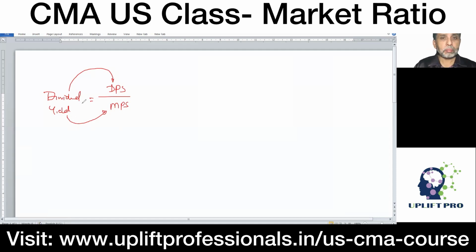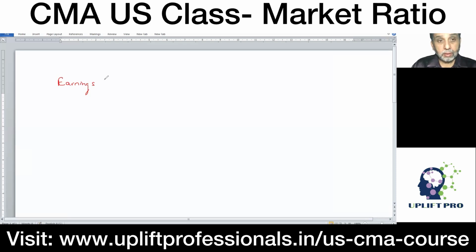Right. Now, the most important ratio is earnings per share. Pay very good attention to this because this is tested quite often. The shortened form is EPS. Otherwise, it's called earnings per share. Like the name suggests, it is the earnings, whatever they have earned for the year, divided by the weighted average number of shares.